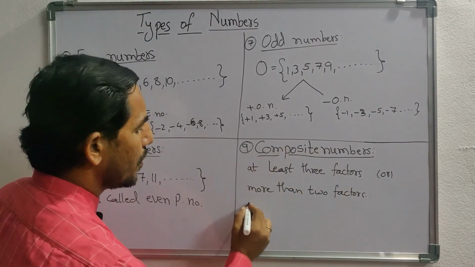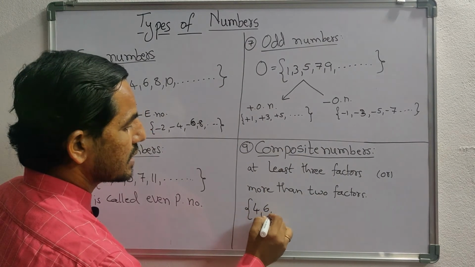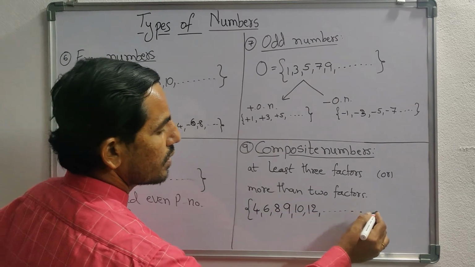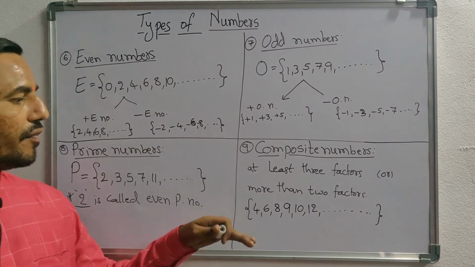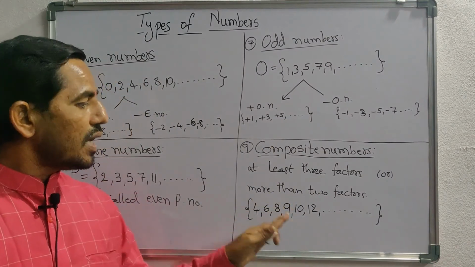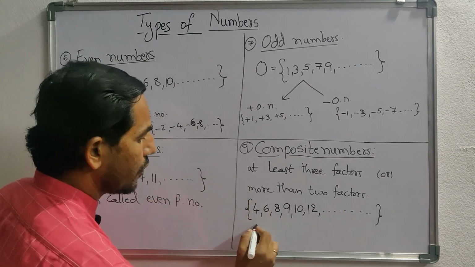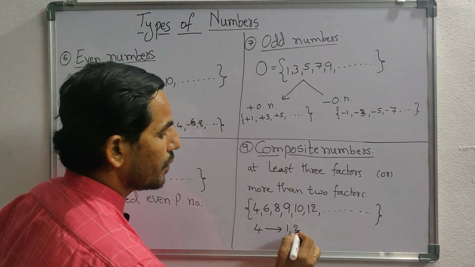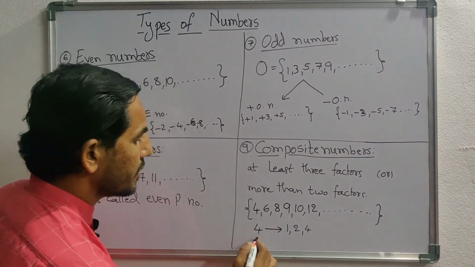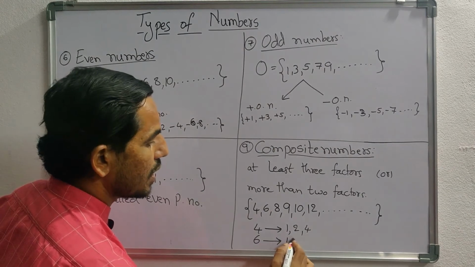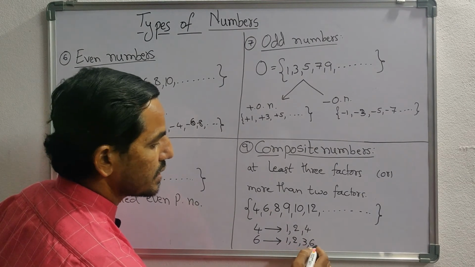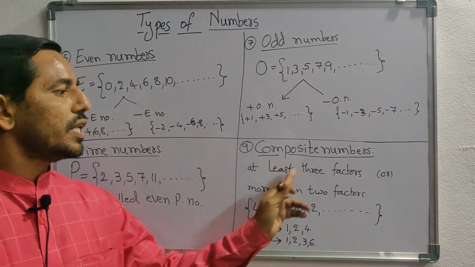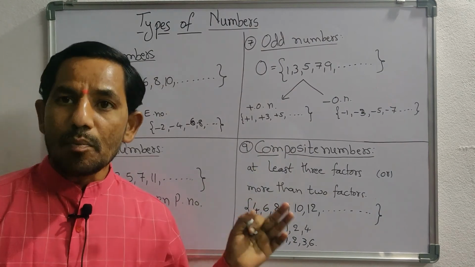Composite number examples: 4, 6, 8, 9, 10, 12, and so on. In these composite numbers, even numbers are there and odd numbers are also there. For example, take 4: the factors are 1, 2 and 4. Next take 6: the factors are 1, 2, 3, 6. Observe the definition: at least 3 factors, or more than 2 factors. Such numbers are called composite numbers.